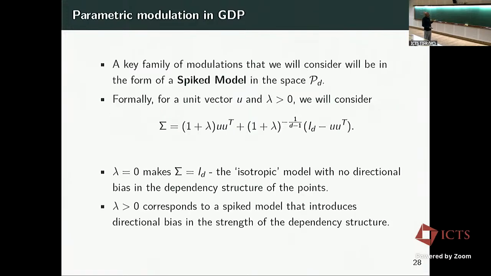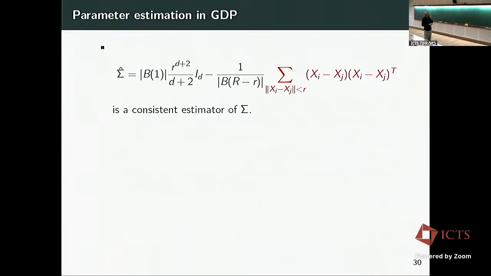Because it's a parametric model, our first interest for the general GDP would be to try to estimate sigma. Using Gaussian Fourier analysis, we can propose an estimator for sigma, which is of this form. Notice that these capital V's are balls of various radii, and the absolute value of a ball is just the volume, so these are essentially constants. The small r is a parameter which we will come to very soon.